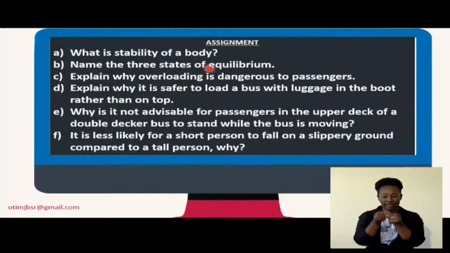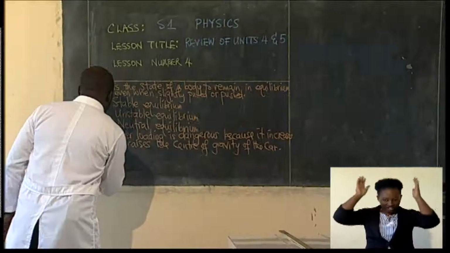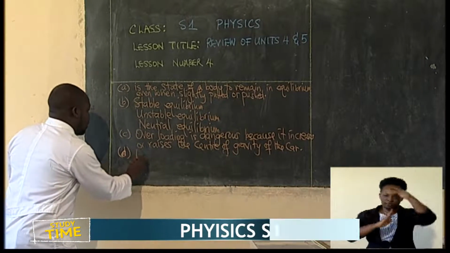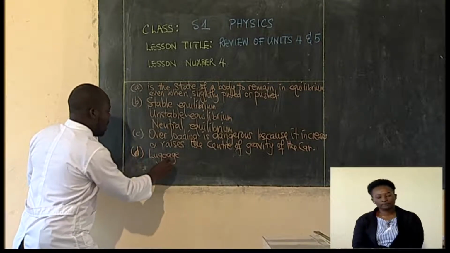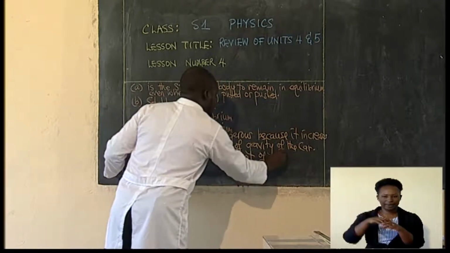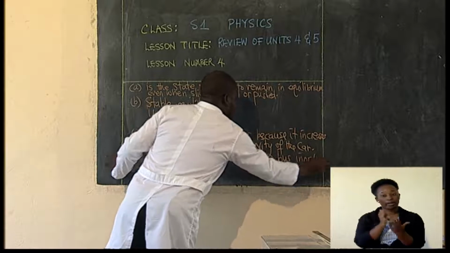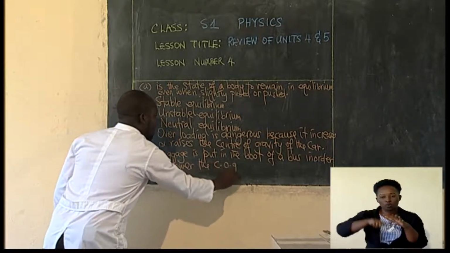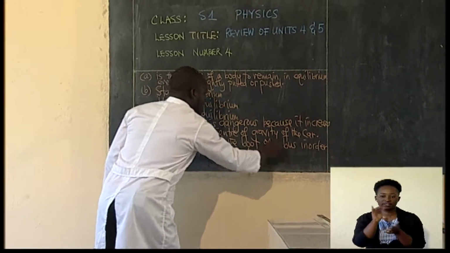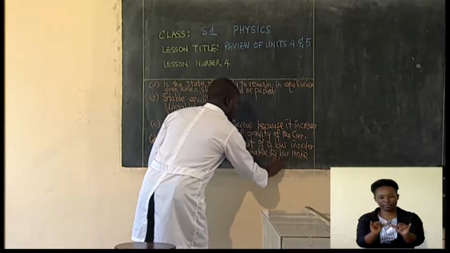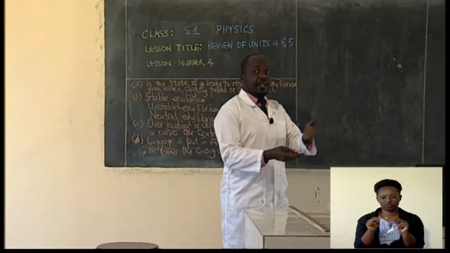Part D, explain why it is safer to load a bus with the luggage in the boot rather than on the top. You see, part D. This is connecting to what we have just said here. If you look at a bus, we put luggage in the boot. Why? So luggage is put in the boot of a bus in order to do what? In order to lower the center of gravity and make the bus more beautiful? No. And make the bus more stable so that the bus does not topple over. So that's why we put luggage in the boot.